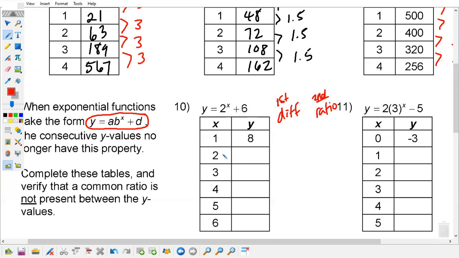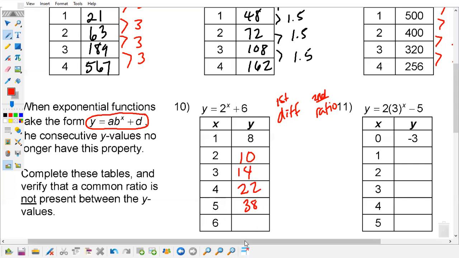Ready? So if we plugged in 2 to this, what's 2 squared? 4. What's 4 plus 6? 10. What is 2 to the third? 8. 8 plus 6 is 14. All right, 2 to the fourth? 16. And 16 plus 6 is 22. And then 2 to the fifth? 16 times 2 is what? 32. 32 plus 6 is 38.